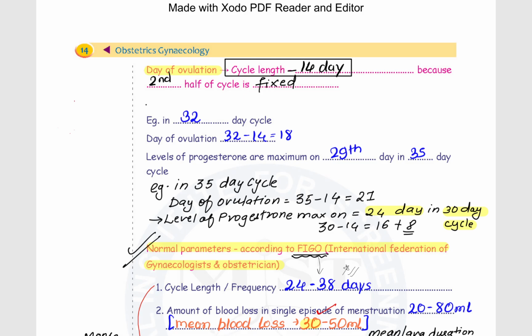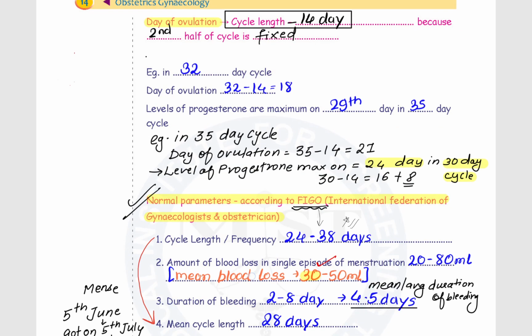A few things to remember: the day of ovulation can be fixed. Just remember cycle length minus 14 days. So what we understand is that the progesteronic phase is fixed at 14 days. The ovulatory phase, the estrogenic phase can vary, but the progesteronic phase does not vary. So the second half of the cycle is fixed. Okay, so in case you have a 32-day cycle, just minus 14, it will be 18.